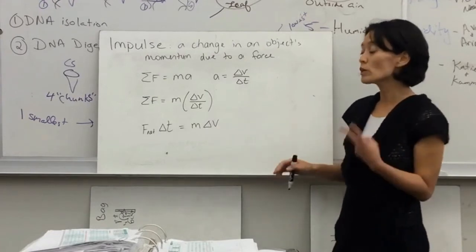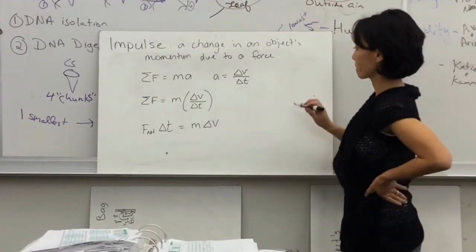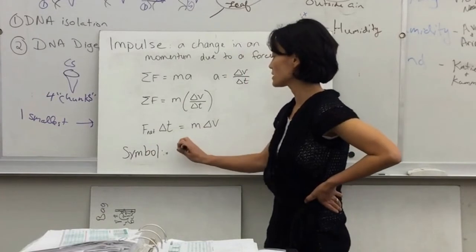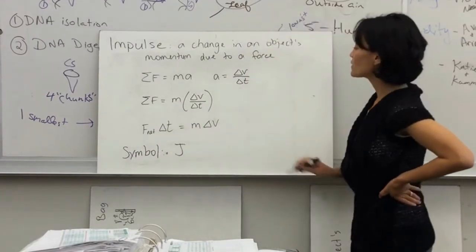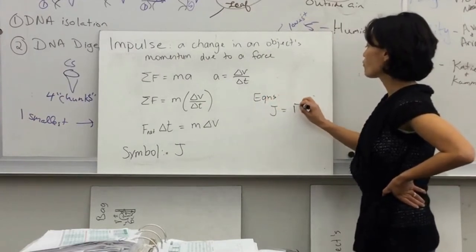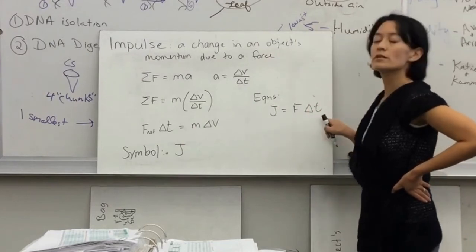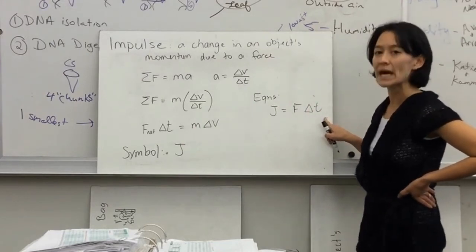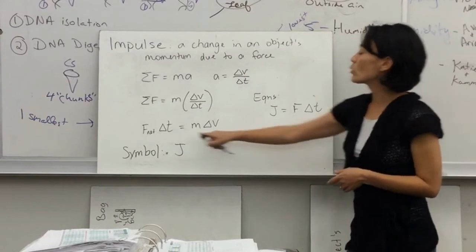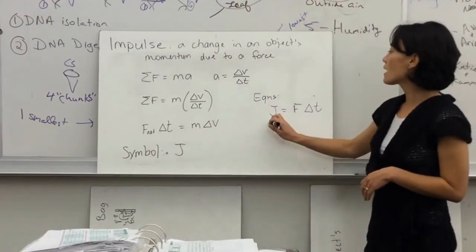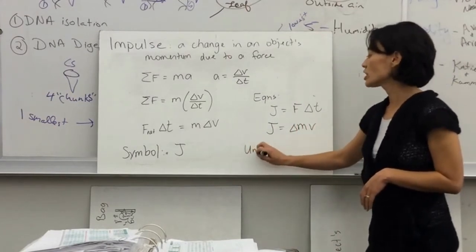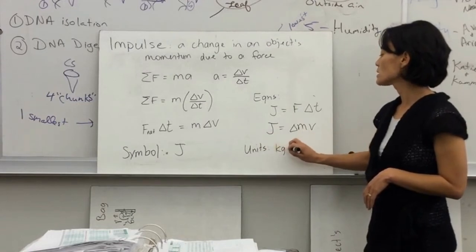So there's actually two equations for impulse. Let me write what the symbol is. The symbol for impulse, you ready for it? It's going to make a lot of sense. A capital J. And the two equations for impulse are that impulse can equal force times delta T, and this time is specific. It's called an impact time. It's the time over which that force is being exerted. And the other way we can solve for it is just a change in momentum. And since it's a change in momentum, the units are still kilograms meters per second.